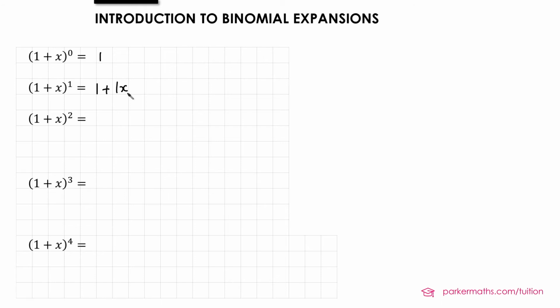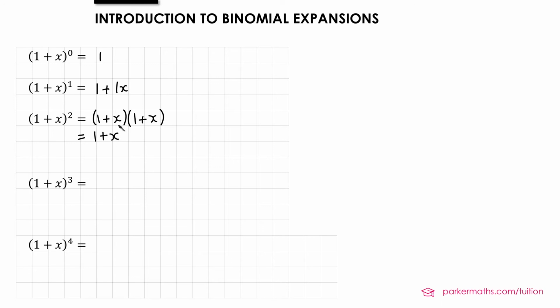For 1 plus x squared, I could expand this using the shortcut, but what I'm going to do instead is do it the long way so that we can make some connections later on. So we've got 1 plus x, and if we square something, we're multiplying it by itself, so we can write it as 1 plus x multiplied by 1 plus x. And so when we're expanding any pair of brackets, we take the first term in the first bracket and multiply it by all the terms in the second bracket. That gives us 1 plus x.